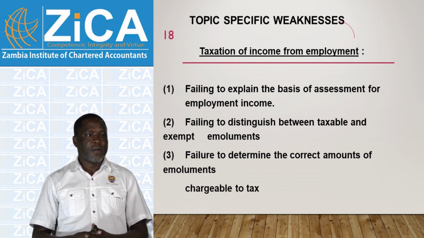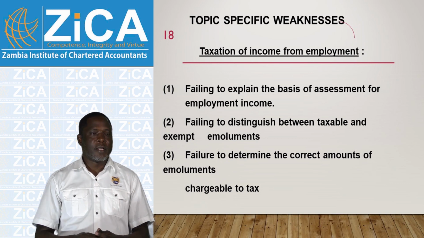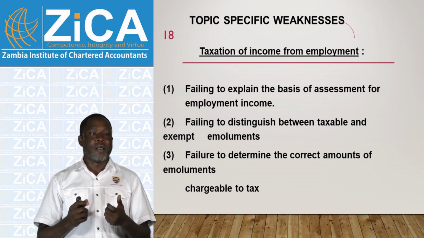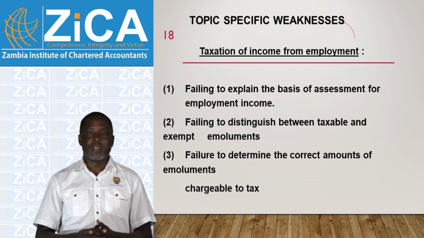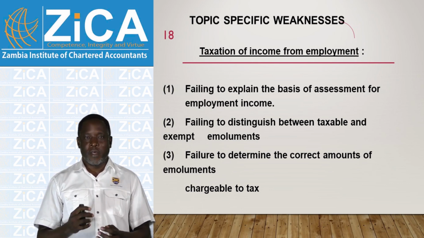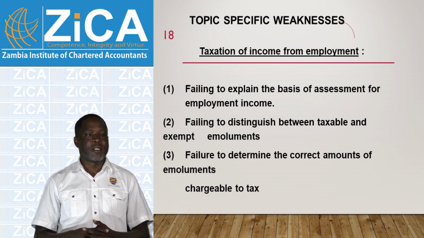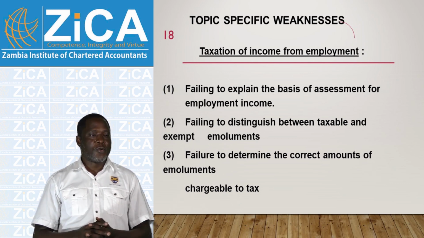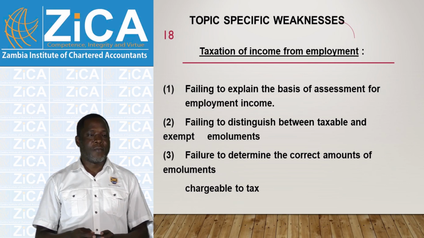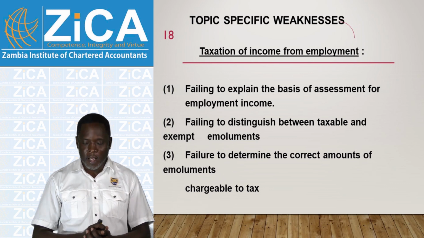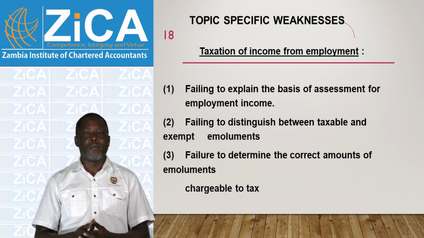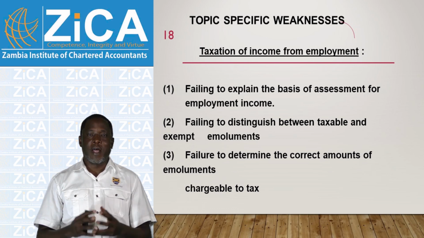We look at taxation of income from employment, and the main weaknesses, main challenges when it comes to dealing with taxation of employment income include failing to explain the basis of assessment for employment income. So the basis of assessment for employment income is the receipts basis. It is important that you are able to explain the basis of assessment for employment income. Then students also fail to distinguish between taxable and exempt emoluments.